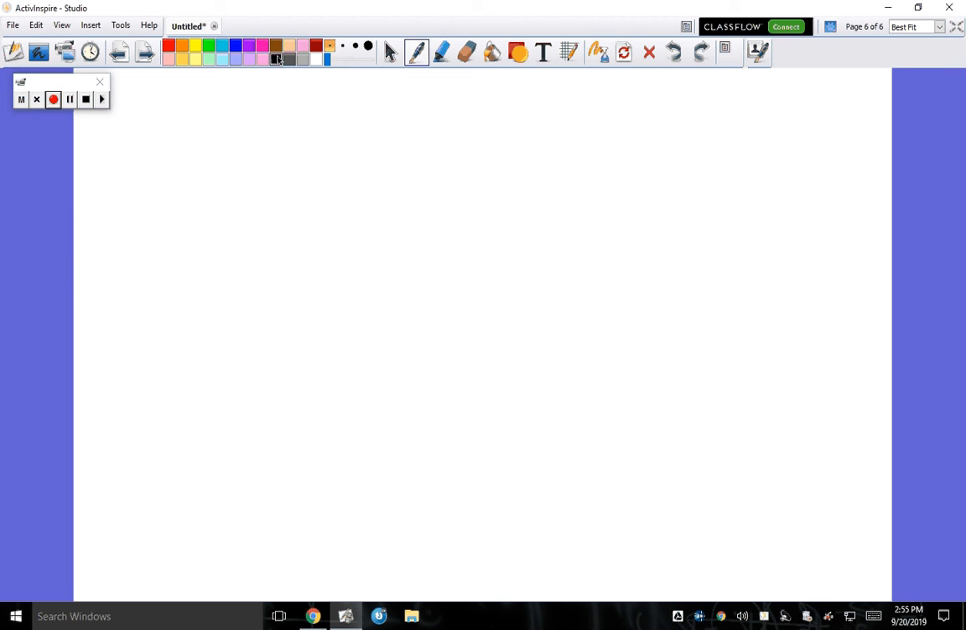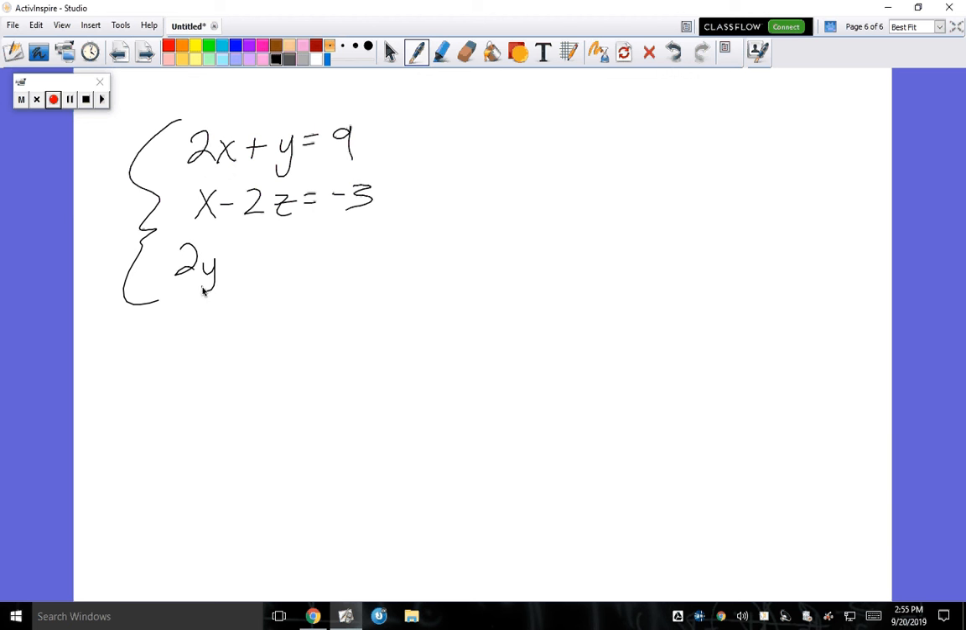It's 2x plus y is equal to 9. And I have two other ones. I have x minus 2z is equal to negative 3. And I have 2y plus 3z is equal to 15. All right. Will this process that I did last time work like that? No. Why? Because I don't have all of the variables on all of them. So my strategy has to change some.